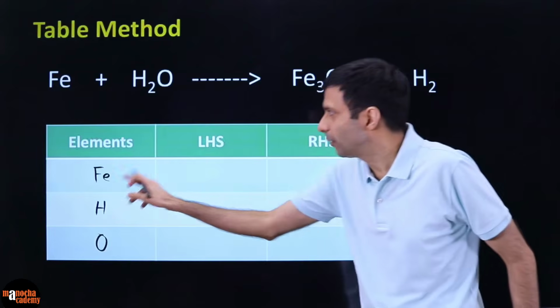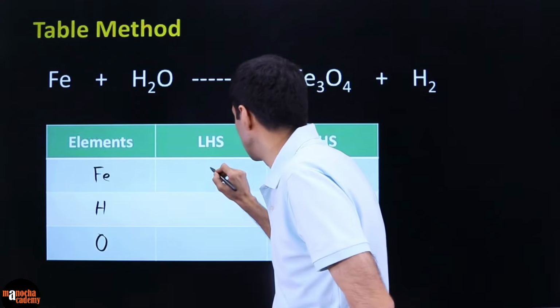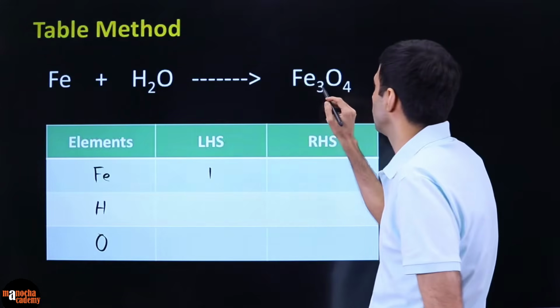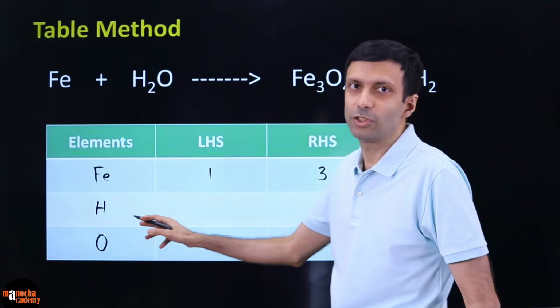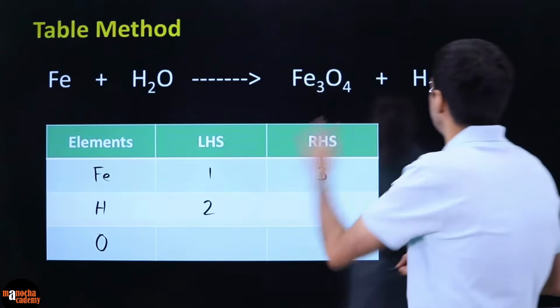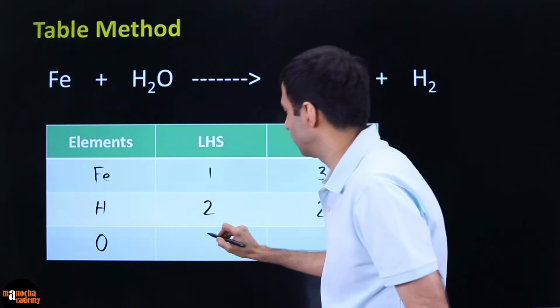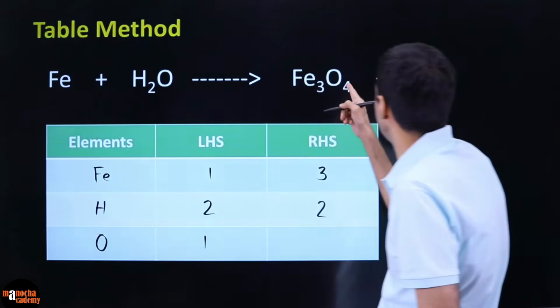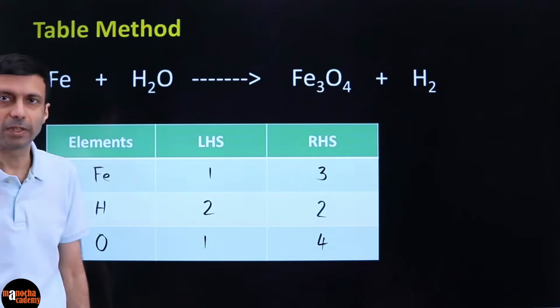Now for each element, for iron, how many atoms on the left hand side? 1 atom. So let's put 1. How many atoms of iron on the right? 3. Let's put 3. How many hydrogen atoms on the left side? 2. We can put 2 here. How many hydrogen on the right? 2. We'll put 2. Oxygen 1 on the left. On the right, 4. So there is our table. Do you guys agree with this?